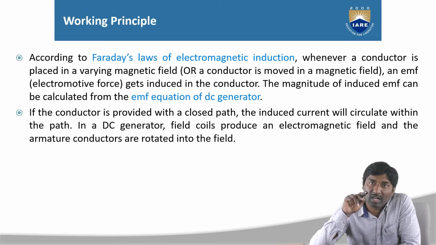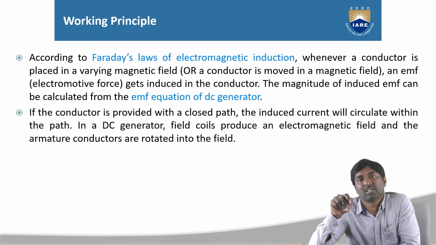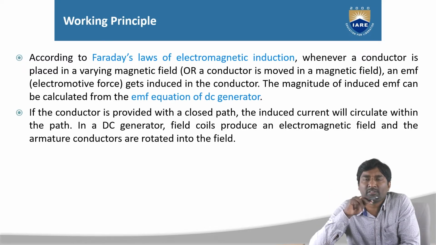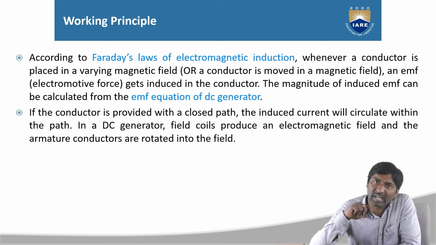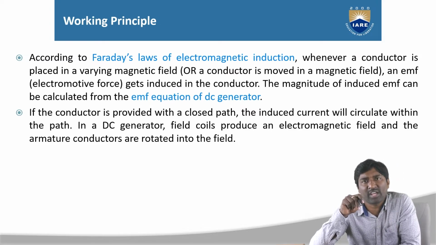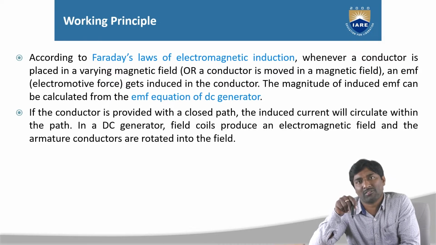Means here the conductor is rotating or otherwise the magnetic field will be rotating. If both are not rotating, if both are constant, there is no induction process between the conductor and the magnetic field. So that's why if any one rotates, then only the induction process will go on between the conductor as well as the magnetic field. Then only we are getting the induced EMF.